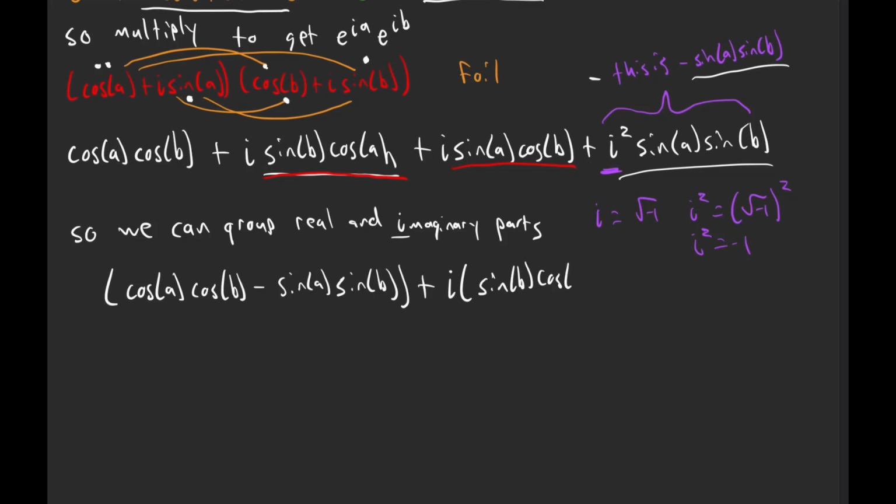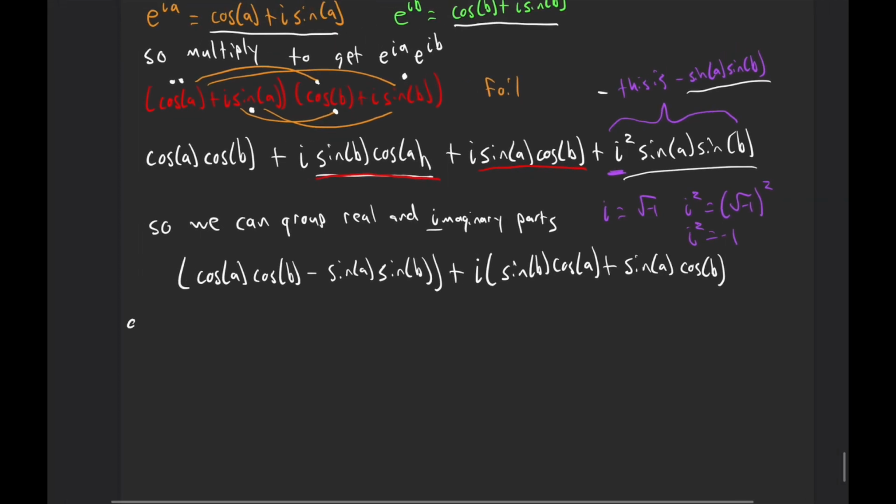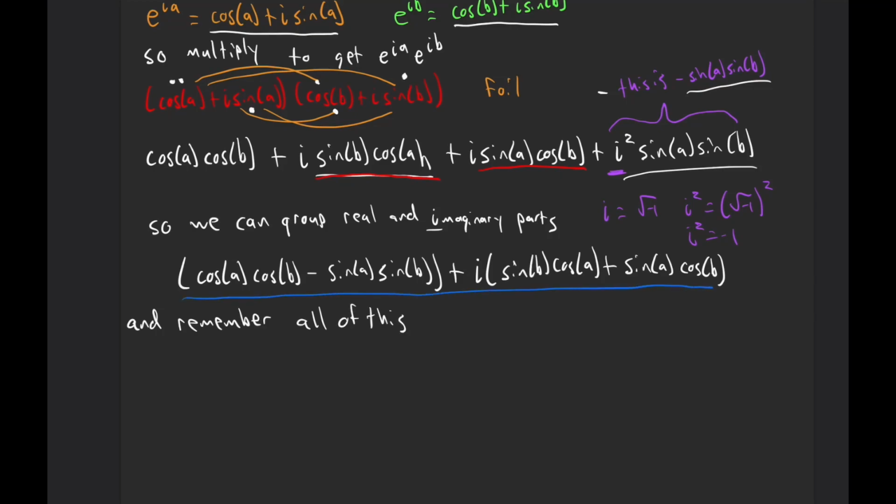sine b cosine a and sine a cosine b. I think I got confused up here when I was looking at my little parenthesis for the a, because it looks like an H a little bit there. But now we have these real and imaginary terms all grouped together, and all of this is equal to e to the ia times e to the ib. That's why we're doing this, because that expression is equivalent with e to the i(a plus b).